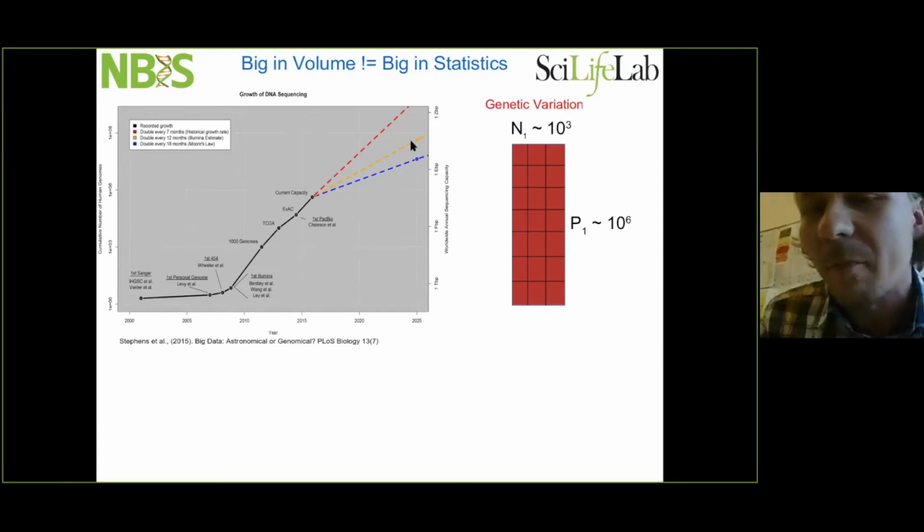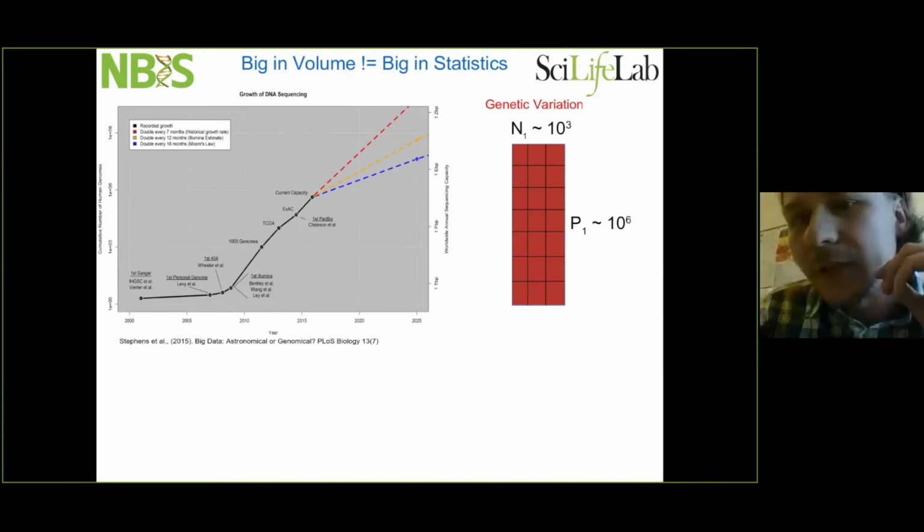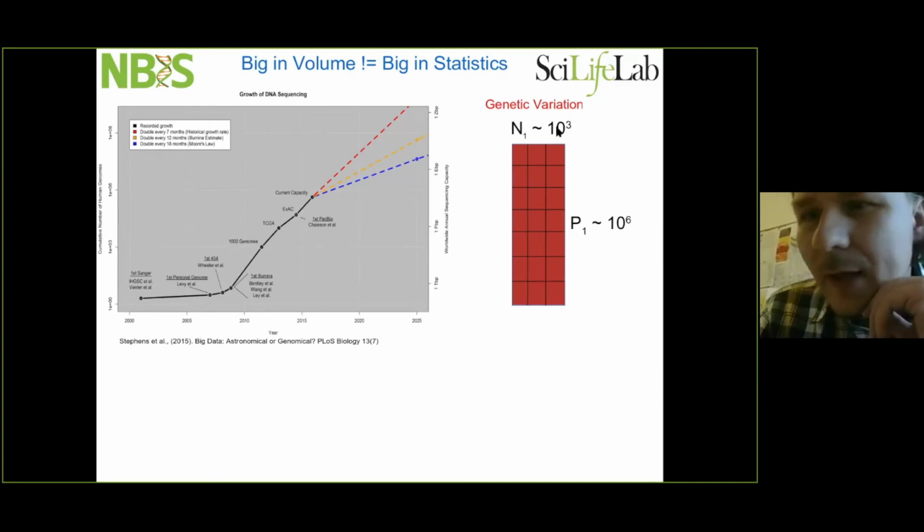in a matrix form, here you have this dimension n is very short. If it's whole genome sequencing data, then how many genomes can you sequence? Maybe 1,000. While this dimension is actually huge. We are talking about million dimensional space. So this is genetic variation data.